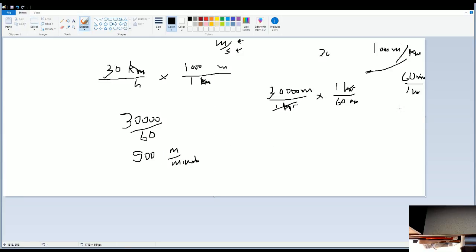And now you want meters per second. You want seconds on the bottom, and you have minutes on the bottom. There are 60 seconds in every minute. You have minutes on the bottom, so you put minutes on the top, in 1 minute, and just write the conversion, so there's 60 seconds. Now this and this cancel out, and you get 8.33, 500 divided by 60.